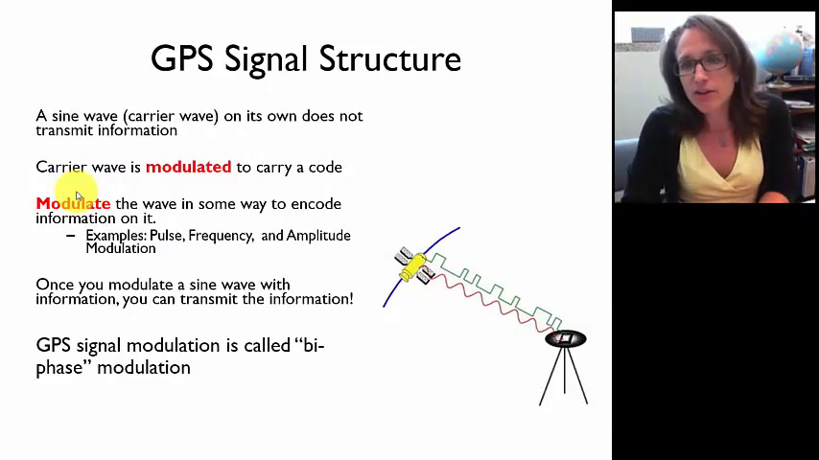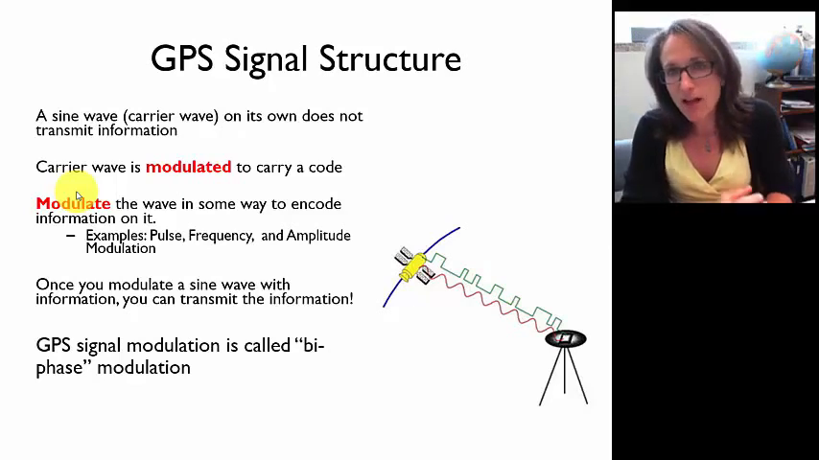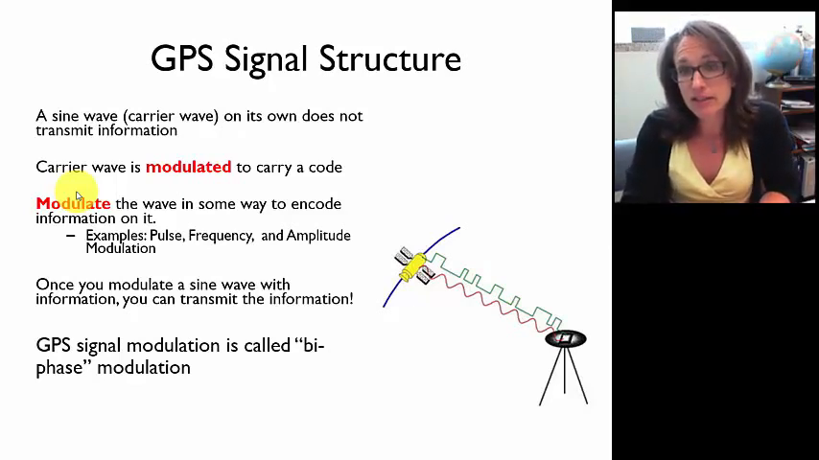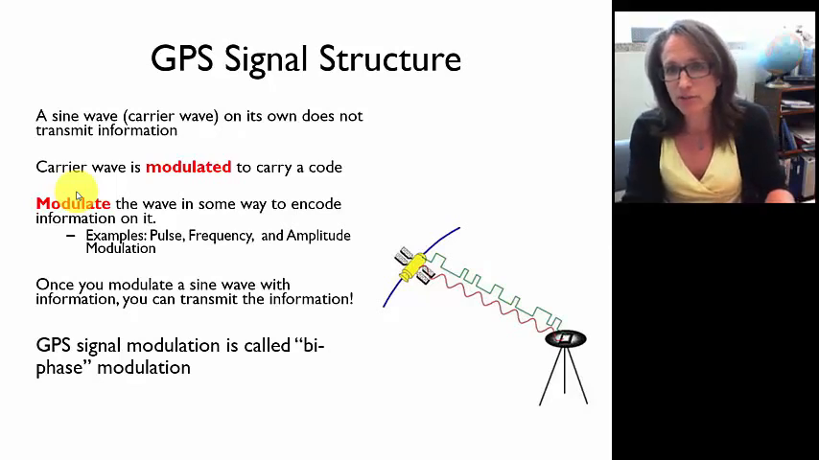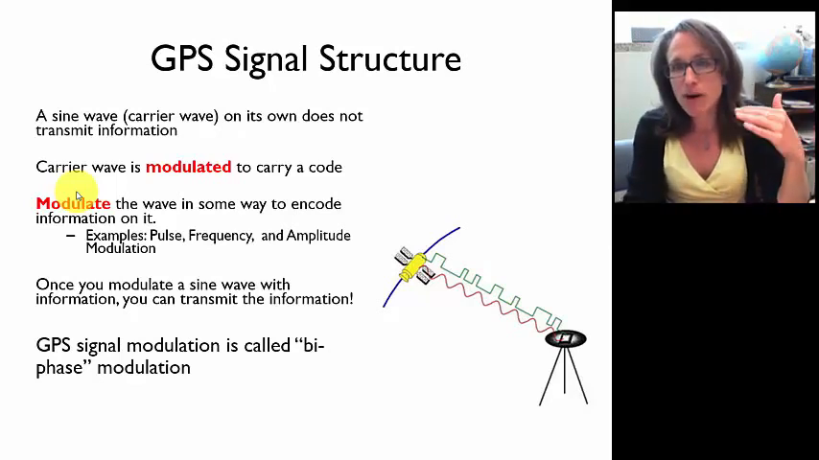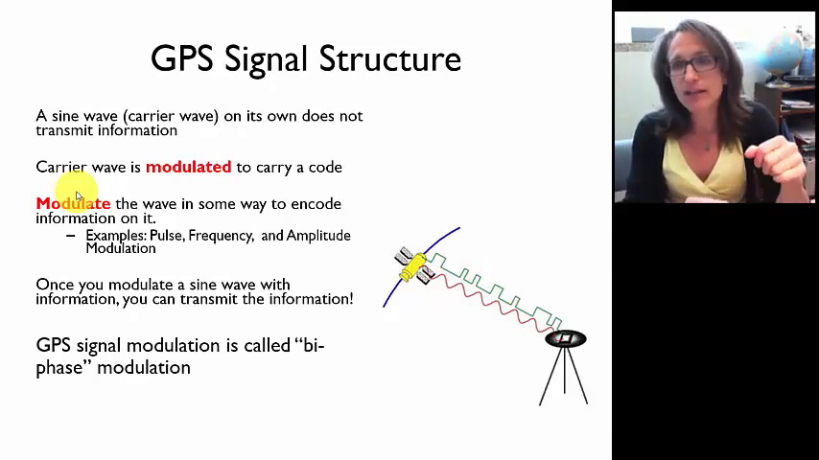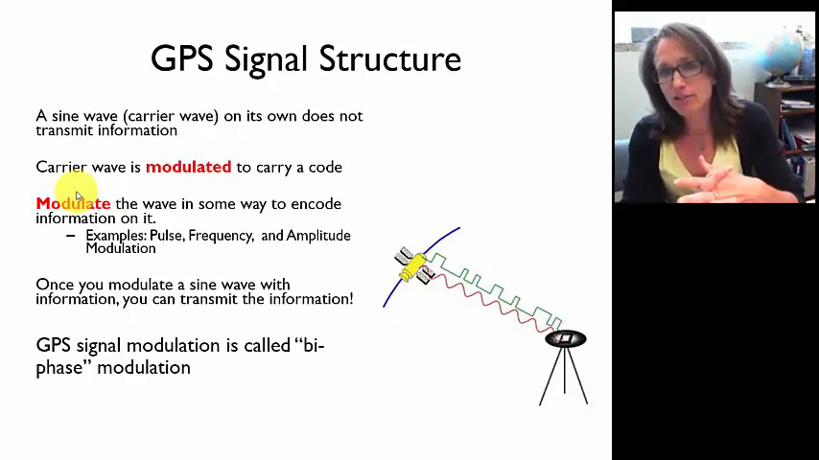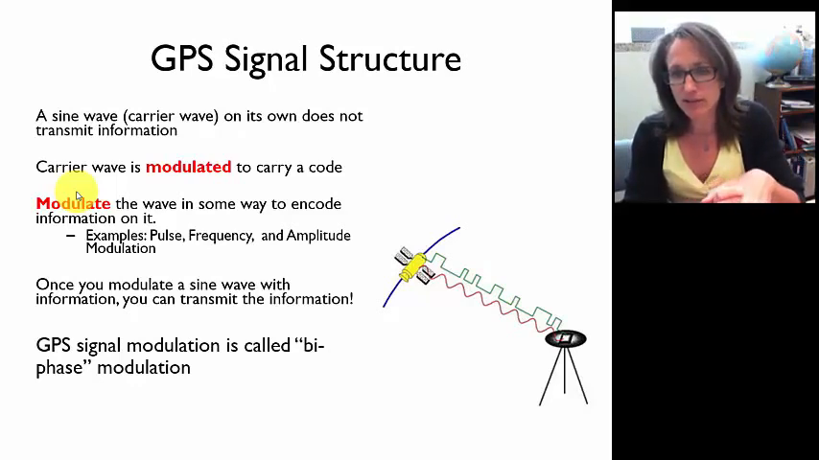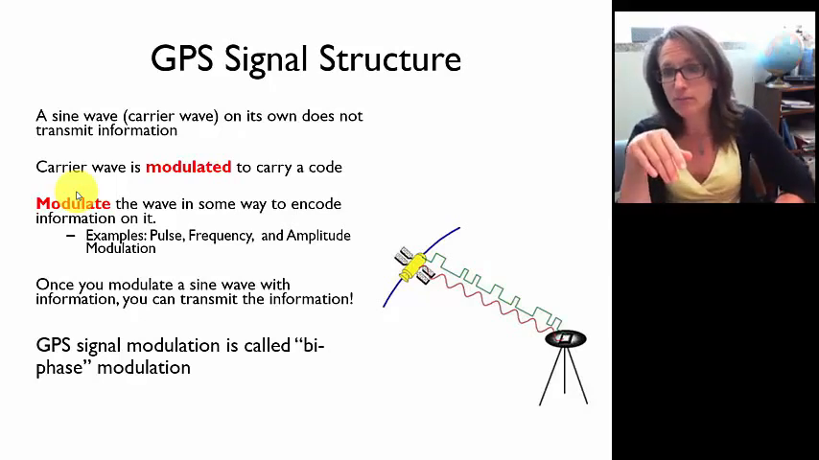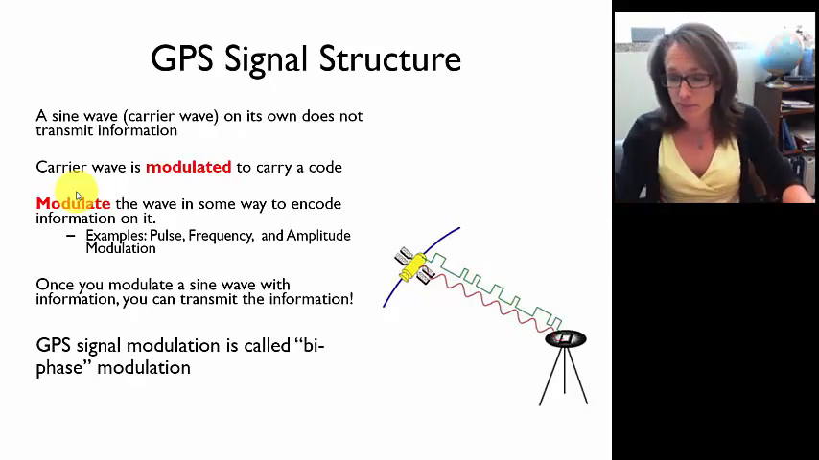So the carrier wave is a sine wave, and on its own, it doesn't actually transmit any information. So in order to get some information from the satellite to the GPS receiver, we have to modulate, or change, that carrier wave in some way so that it can carry a code. There are a few different ways that we can modulate the carrier wave, and we'll look at how those work. Once you do this modulation of the sine wave, then you can transmit information.